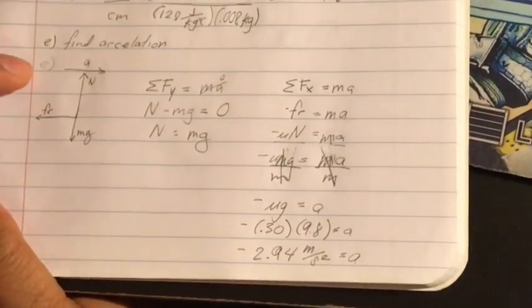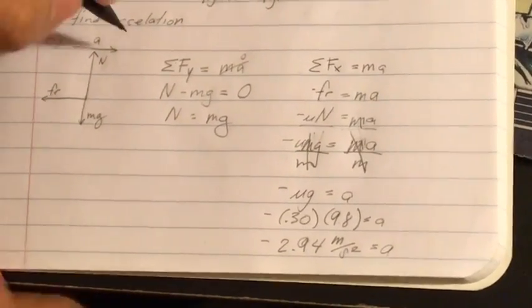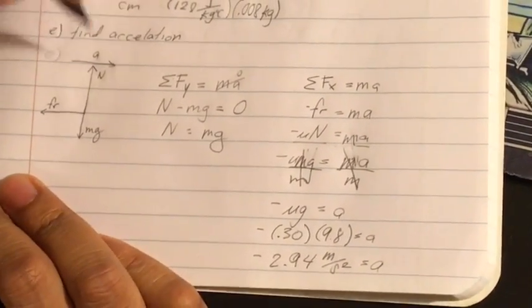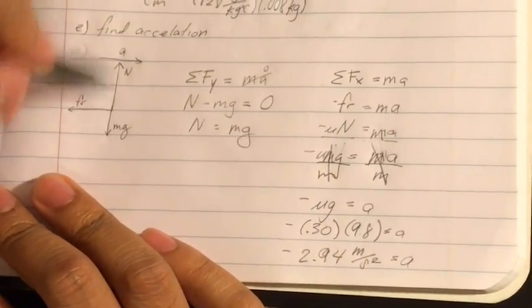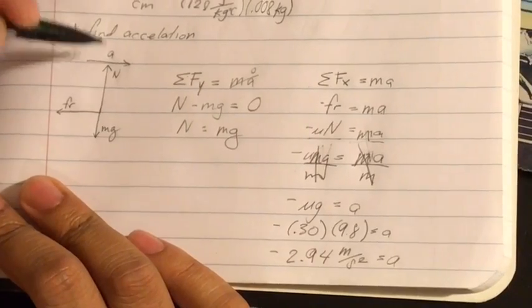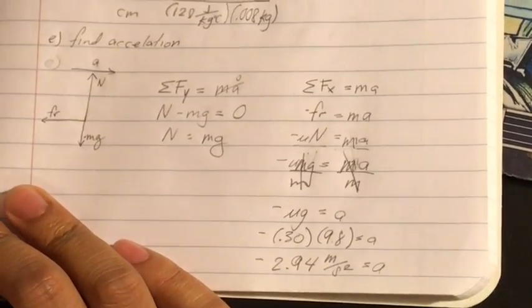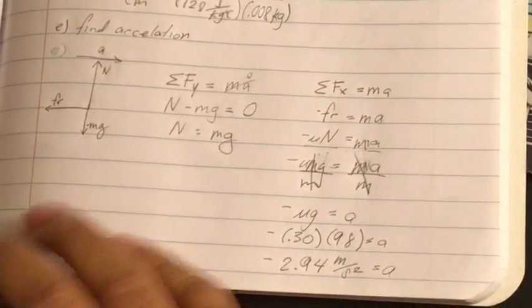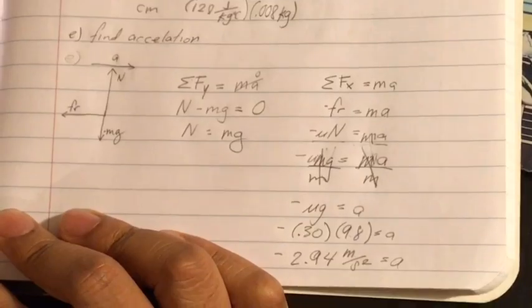And for the last part, we have to find the acceleration. To find the acceleration, we need to find the forces. So we draw a free body diagram. The acceleration is going to the right. Our force going up is the normal force, and going down is mg, which is the weight. It's negative. And on the opposite side, since there's friction, the friction is going to the left.